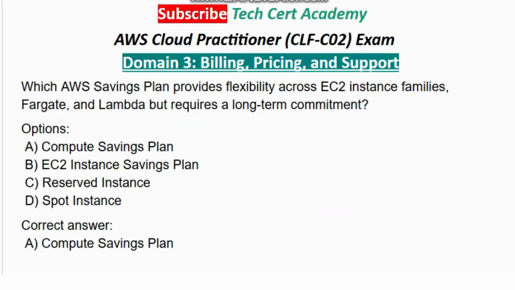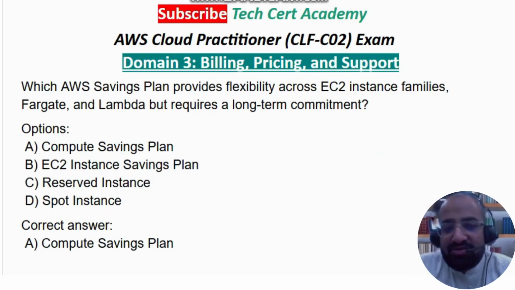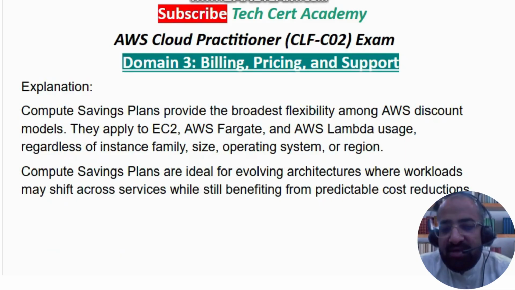Which AWS savings plan provides flexibility across EC2 instance families, Fargate, and Lambda, but requires a long-term commitment? Options. A. Compute savings plan. B. EC2 instance savings plan. C. Reserved instance. D. Spot instance. Correct answer. A. Compute savings plan.